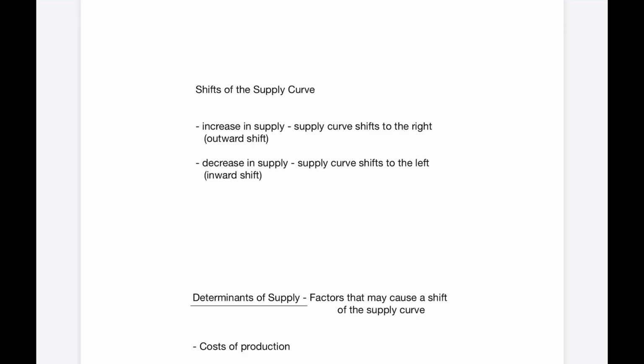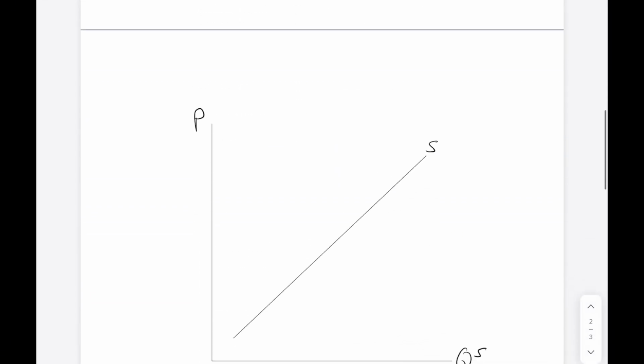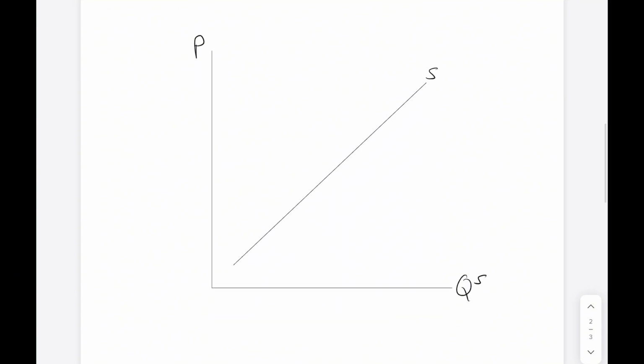Okay, so if there was an increase in supply for whatever reason, and we will look at the reasons shortly, the supply curve will shift to the right-hand side from S to S1, okay? This would be an outward shift. Now, if there was a decrease in supply for whatever reason, then the supply curve will shift inwards to the left-hand side from S to S2, okay?